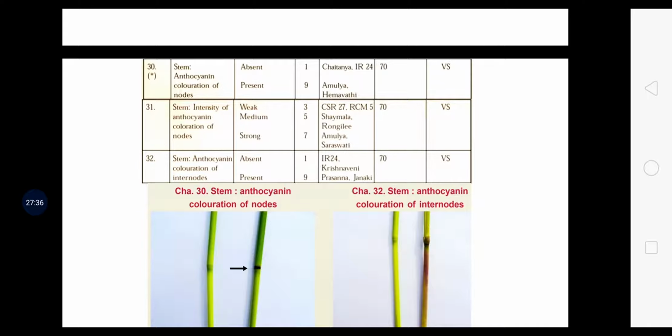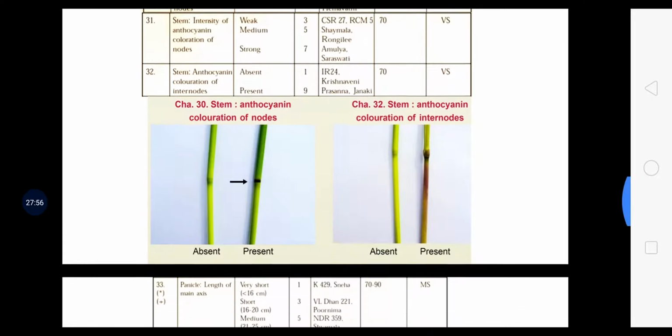32nd characteristic is anthocyanin coloration of internodes on stem. Absent as 1 and present as 9, it is scored. Example for absent type is IR24, Krishnaveni and present is Prasanna and Janaki.